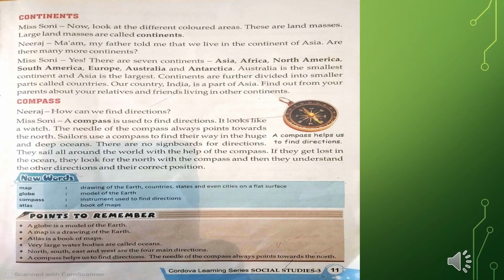Compass. Neeraj, how can we find directions? Miss Soni: A compass is used to find directions. It looks like a watch. The needle of a compass always points towards the north. Sailors use a compass to find their way in the huge and deep oceans. There are no signboards for directions. They sail all around the world with the help of the compass. If they get lost in the oceans, they look for the north with the compass and then they understand the other directions and their correct position.